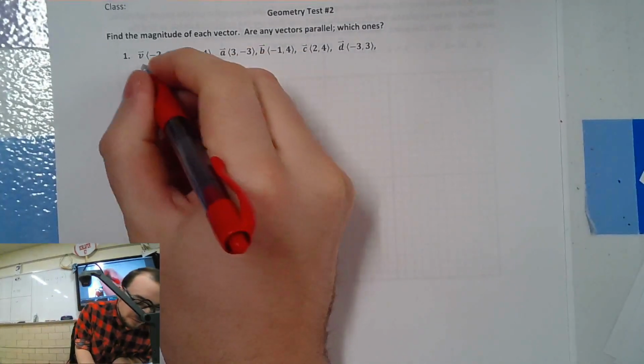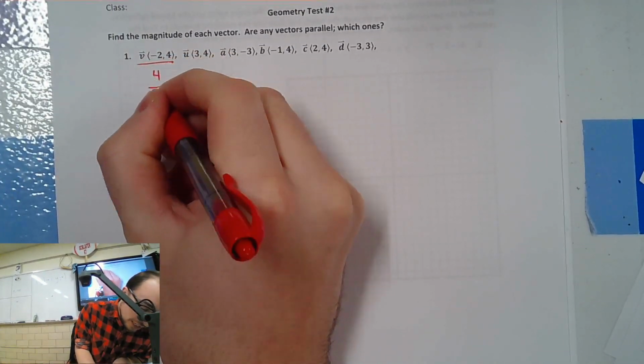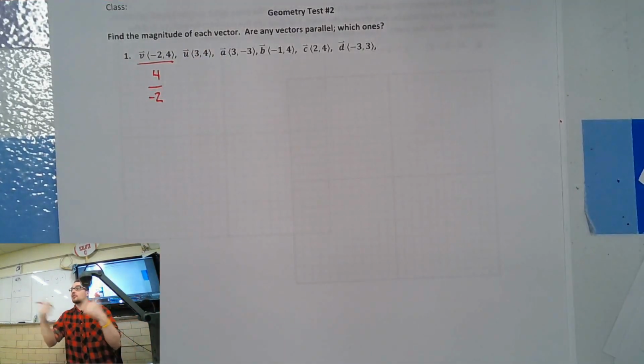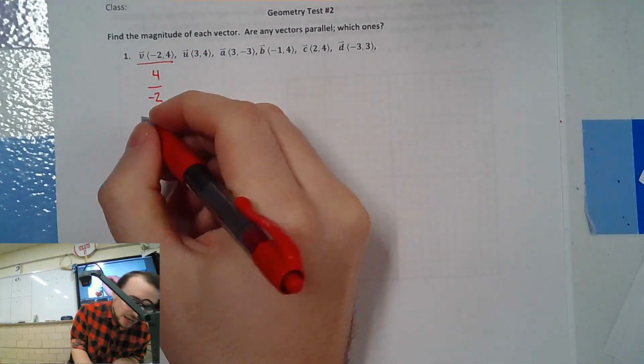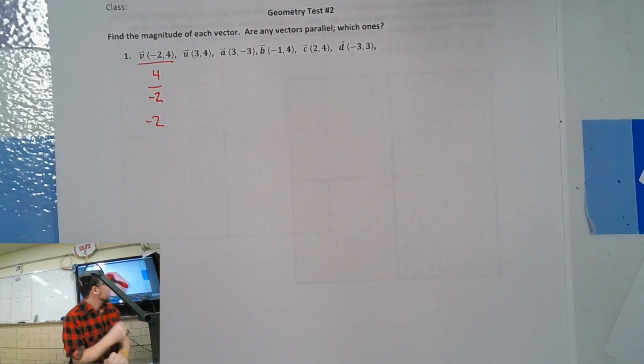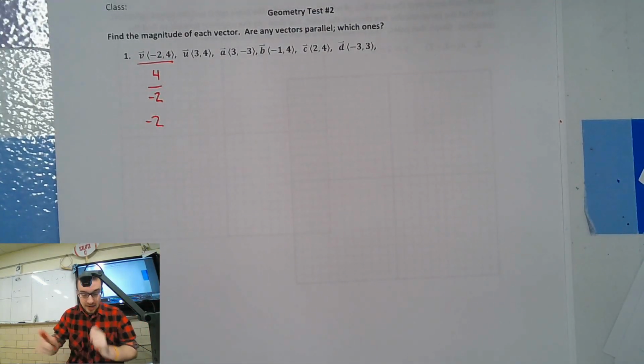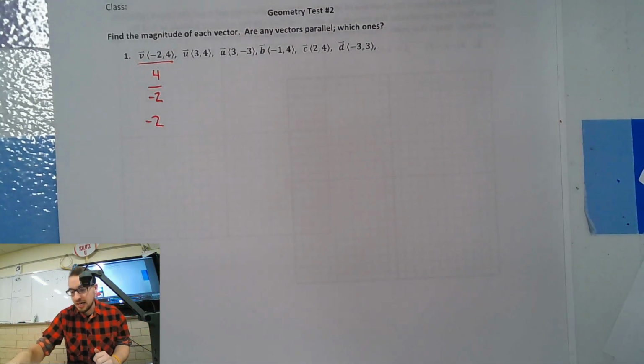So check it out. V is 4 over -2 for its slope. Rise over run is basically what the slope is. That reduces to -2, right? 4 divided by -2 is -2. Now, I'm going to cheat a little bit because I know the answers.